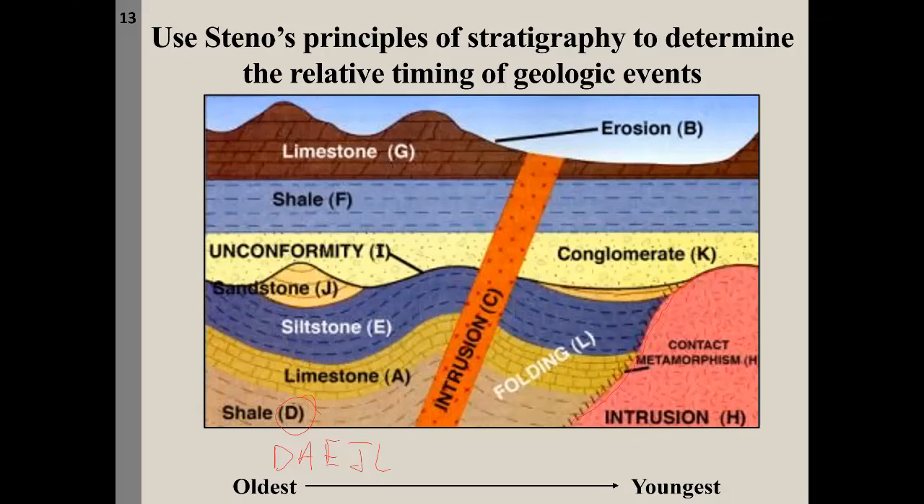So we're probably going to go with intrusion H, because it ends at unconformity I. Then we've got unconformity I. And then we've got conglomerate K, F, and G stacking up nicely. And then intrusion C and erosion B are at the surface. Well, I know that erosion is always going to happen forever. Okay, that's good to know. So with that being said, erosion is always going to be the youngest thing. Always. It's happening every second, which means intrusion C is going to be before that.